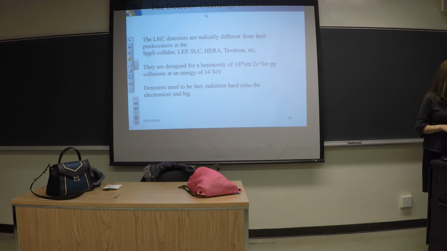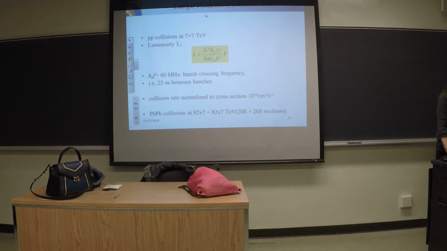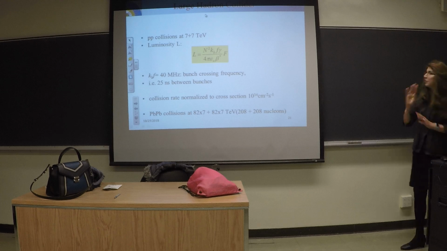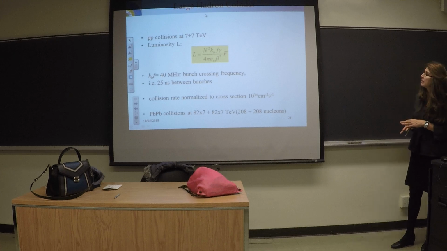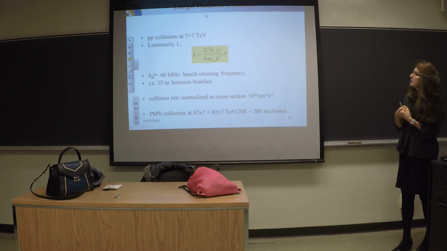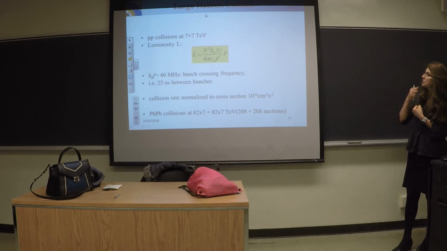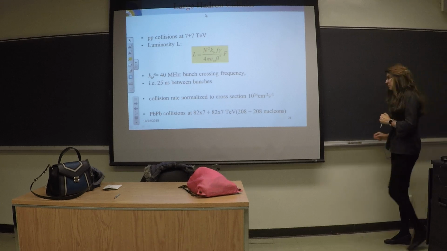The LHC detectors are radically different from their predecessors, and they are designed for luminosity of 10 to the 34, energies of 14 TeV, and they need to be fast, radiation hard, and big. This is part of what I want to say about the detector. Now we have the pp collisions happening at 14 TeV, and what I want to know is what's the luminosity.